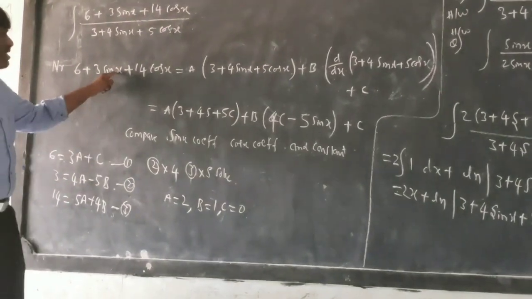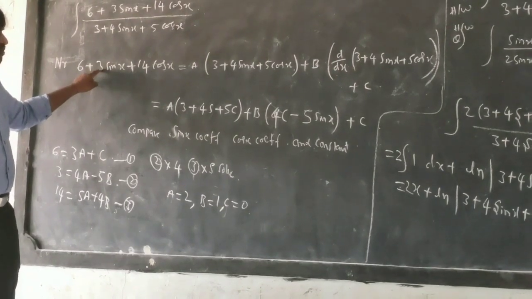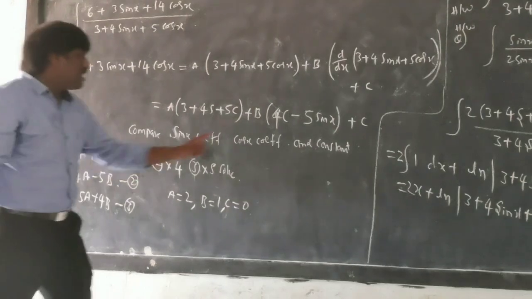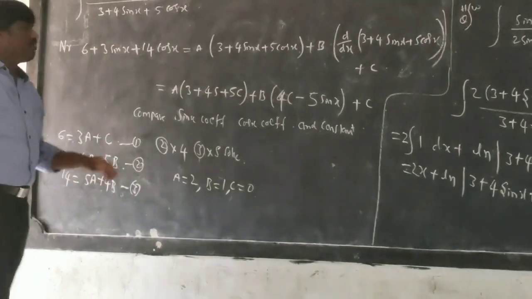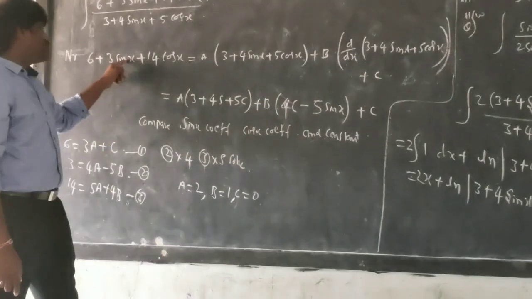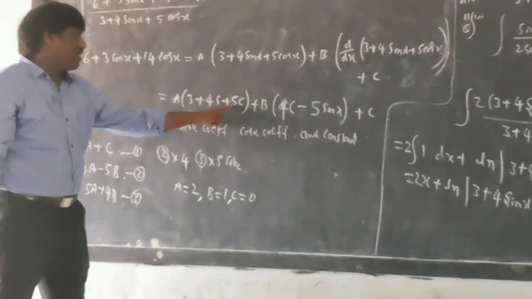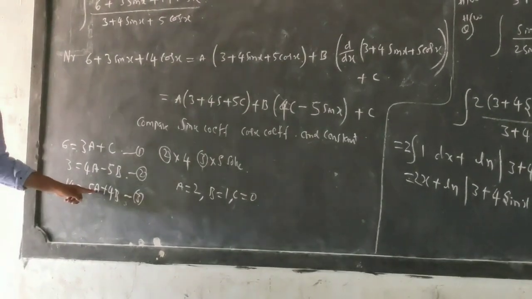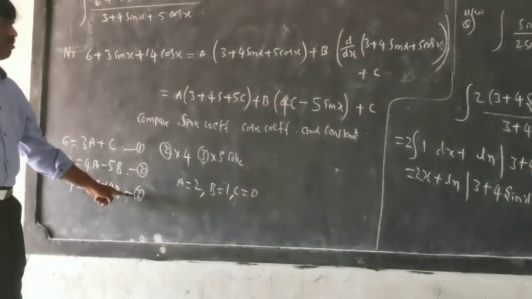So when I compare, sin x here has coefficient 3, in this one the sin x coefficient is 4a, and in this one the sin x coefficient is minus 5b. Next we compare the coefficient of cos x. Here it is 14, here it is 5a, and here it is minus 5b. So 14 is equal to 5a minus plus 4b.